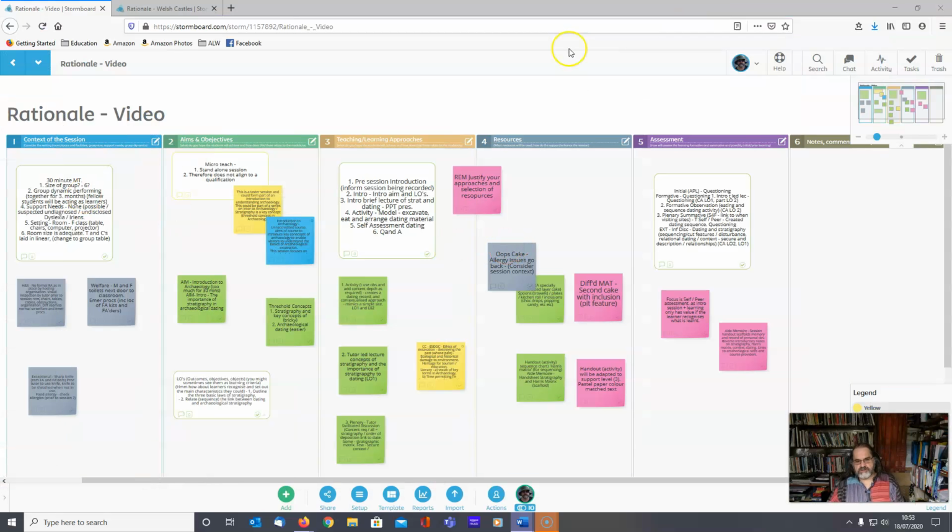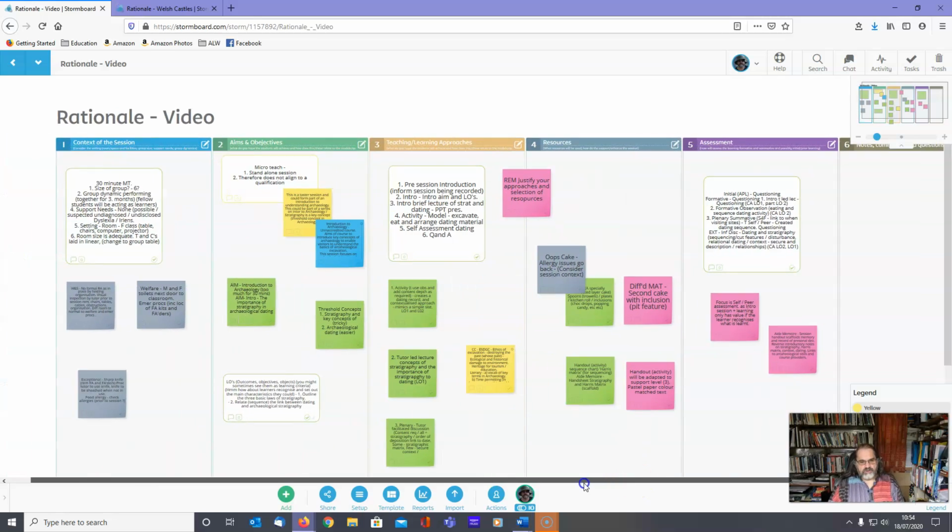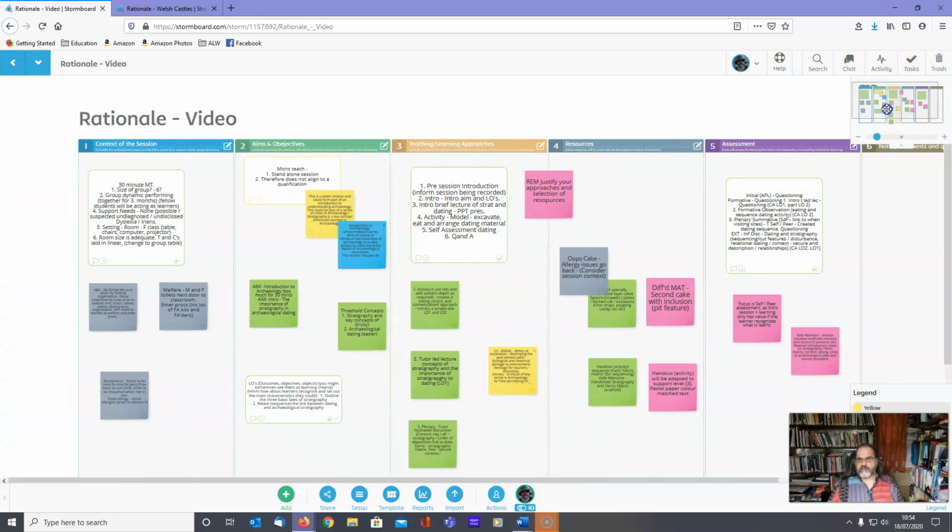Okay, now I'm just going to use a Stormboard, which is a nice little app, by the way, to basically go through my thinking process. I like using things like this. It's how I tend to plan, so I can just move things around and then go, oh, this links to that, links to that.